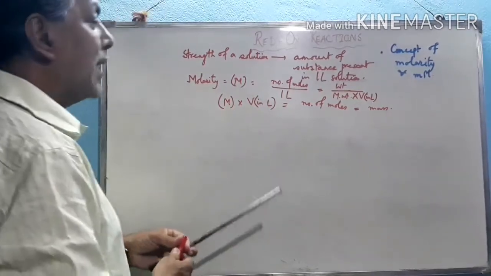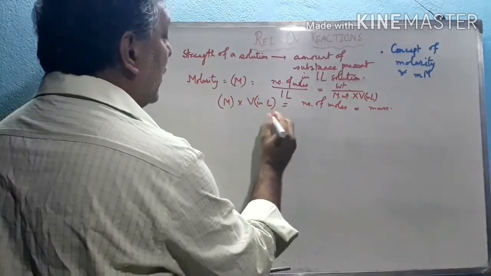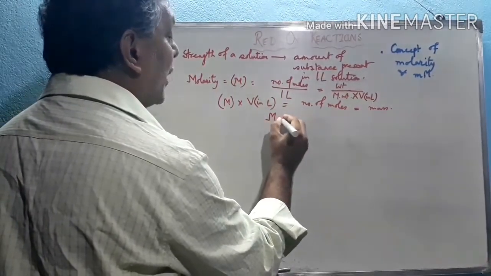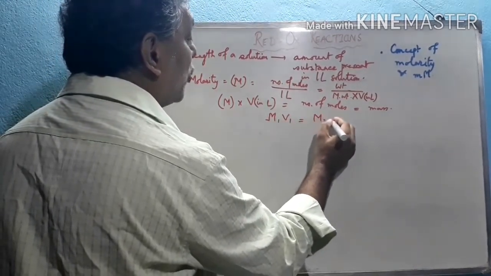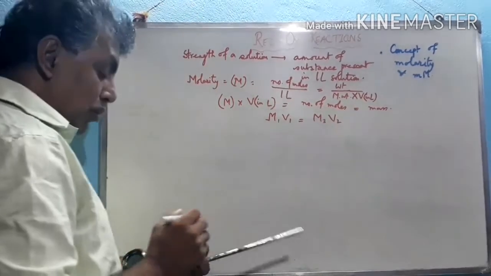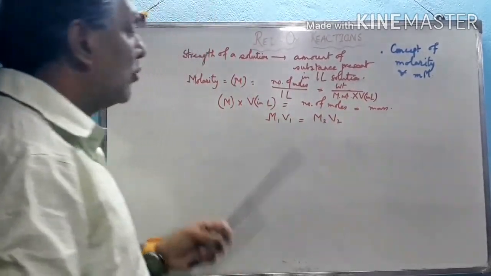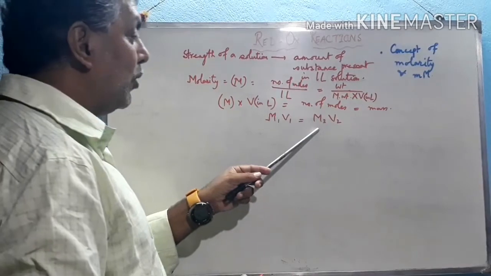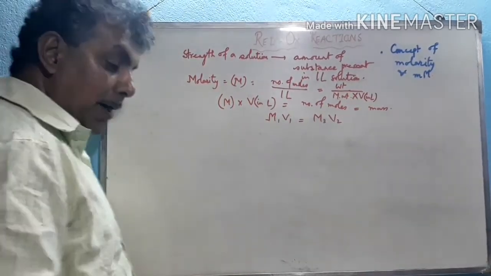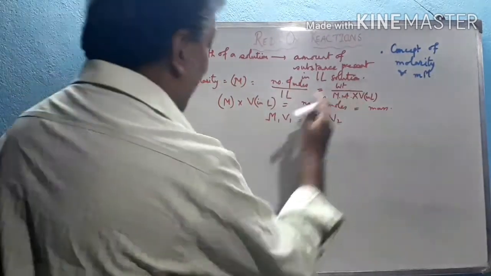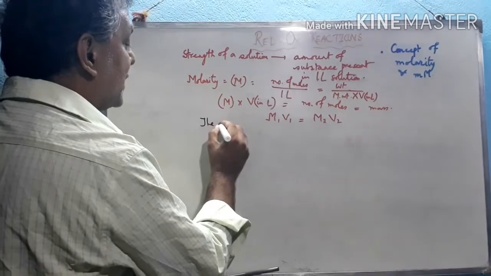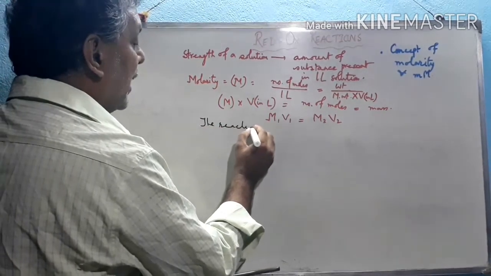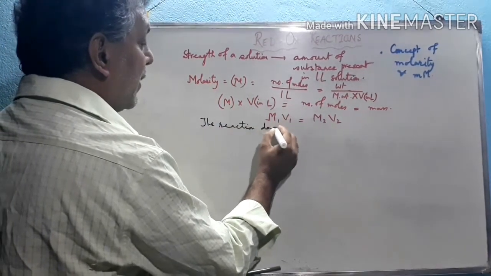So we can write for a particular redox reaction or whatever it may be, M1 into V1 must be equal to M2 into V2. So initial molarity into initial volume equals final molarity into final volume. But this equation is valid only in cases where the reaction doesn't take place.